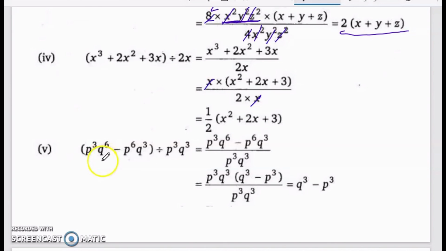p cube q raised to the power of 6 minus p raised to the power of 6 q cube divided by p cube q cube. Now here p cube and q raised to the power of 3, this is there in both. So I can take it outside the bracket. So p raised to the power of 3, q raised to the power of 3 I have taken outside, and what remains is q raised to the power of 3 minus p cube divided by, this is the denominator written as it is, then you can cancel out p cube and q cube, and this is the answer.